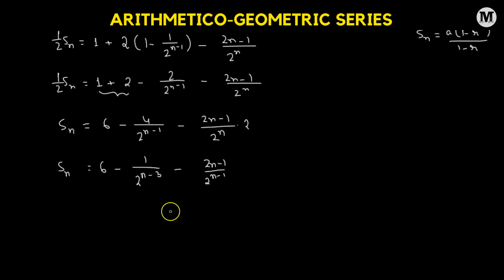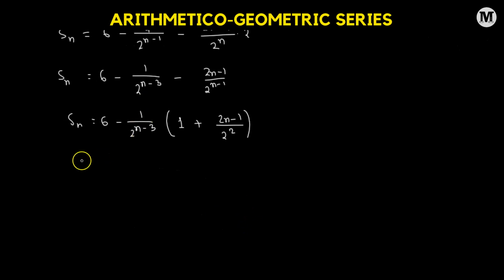Furthermore, we can further simplify. Let's keep the first term as it is. We're going to take negative 1 over 2 raised to the power of n minus 3 as the common factor. So that means we have this multiplied to 1 added to 2n minus 1 divided by 2 raised to the power of 2, which is now going to give us Sn equals 6 minus 1 over 2 raised to the power of n minus 3. We multiply to 1 added to n over 2 minus 1 over 2 squared. And this is going to be the final sum.